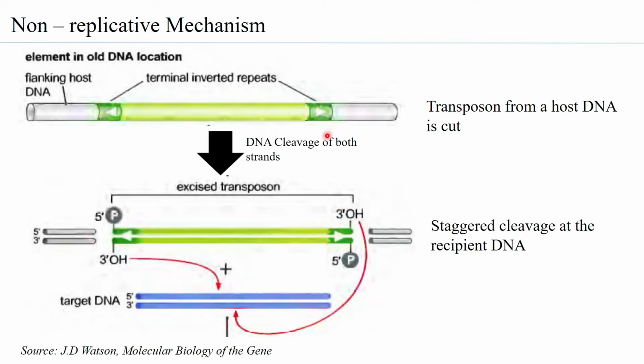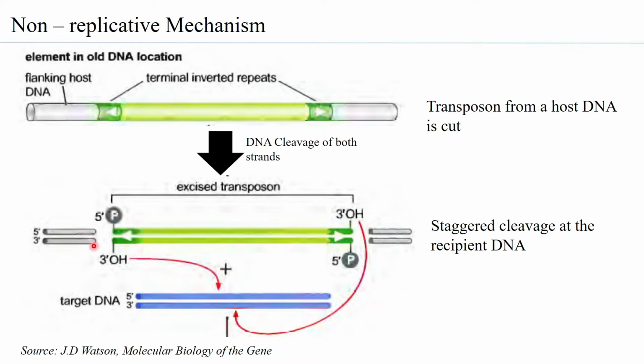And so the transposase is actually responsible for cutting the DNA at the sites exactly close to the flanking inverted repeats. So as you can see over here, you have the complete transposable element being cut from the DNA that was the host DNA.